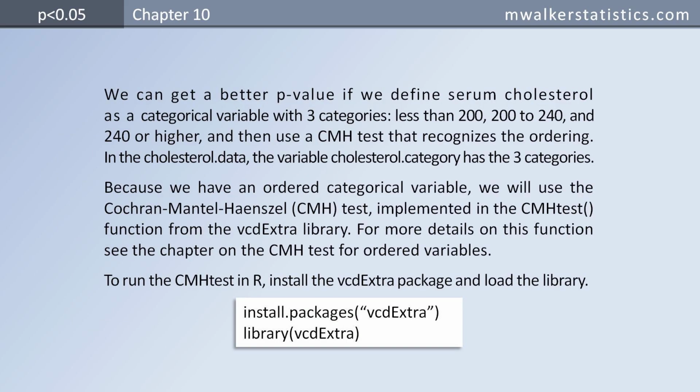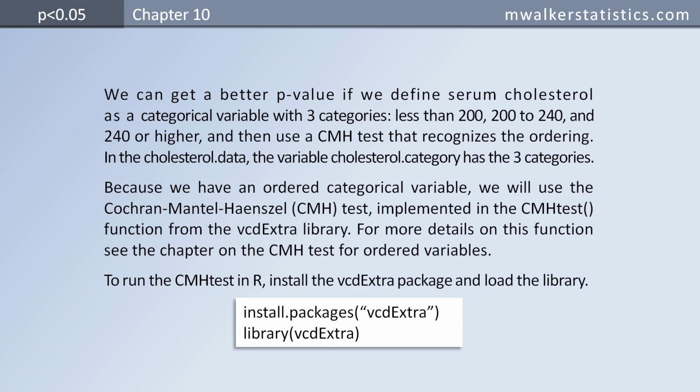We can get a better p-value if we define serum cholesterol as a categorical variable with 3 categories, less than 200, 200 to 240, and 240 or higher, and then use a CMH test that recognizes the ordering. In the cholesterol data, the variable cholesterol category has the 3 categories. Because we have an ordered categorical variable, we will use the Cochran-Mantel-Haenszel CMH test, implemented in the CMH test function from the vcdExtra library.